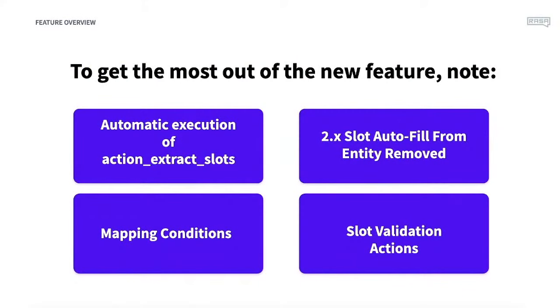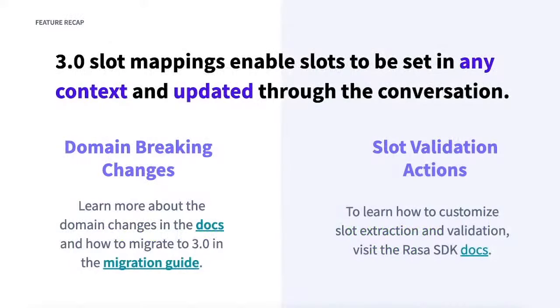Before we wrap up, I wanted to draw your attention to a few feature aspects. Action extract slots runs automatically at the end of the NLU pipeline and before the dialog manager. The slot autofill from entity with the same name was removed in 3.0. To maintain 2.0 form behavior, use mapping conditions in the slot mapping. To customize your slot extraction and validation, use the slot validation actions such as action validate slot mappings available in the Rasa SDK. To recap, 3.0 slot mappings enable slots to be set in any context and updated through the conversation.